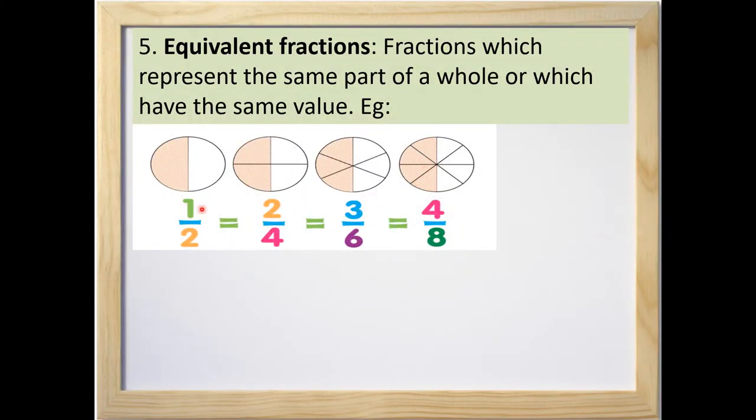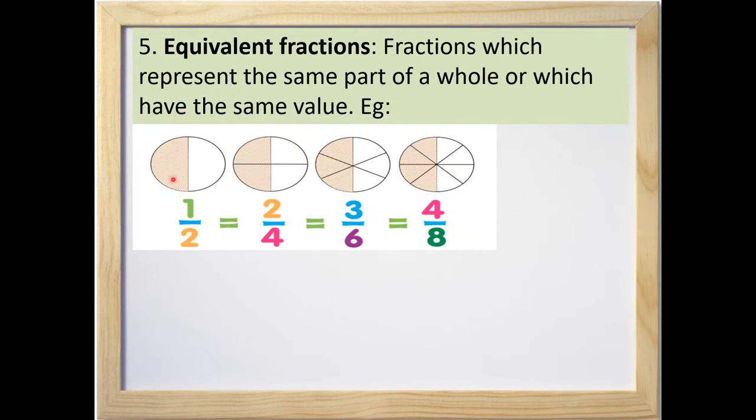So we can easily say 1 by 2 is equal to 2 by 4 is equal to 3 by 6 is equal to 4 by 8. Such type of fractions are called equivalent fractions. That means they show the same part of a whole. They are all showing the same part of a whole, or again they have the same value, that is half.